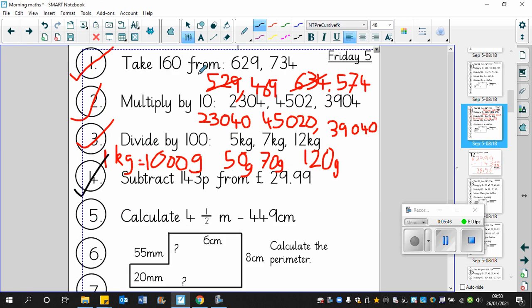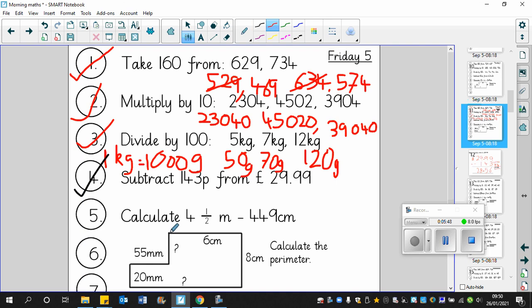Question number 5. Question number 5 says, calculate 4.5 meters take away 449 centimeters. This is interesting. Can you see why this is very interesting? Anyway, let's have a look. 4.5 meters. So 4 meters is 400 centimeters. Half is 50. So therefore, that's 450.